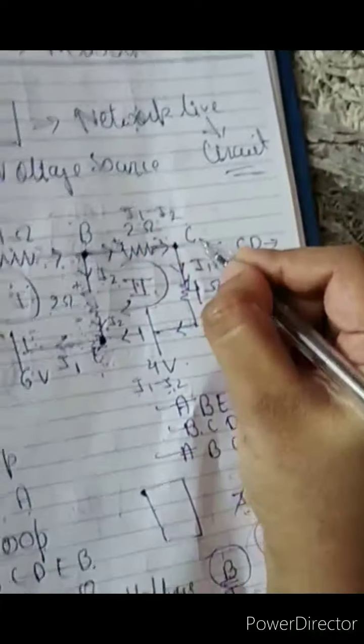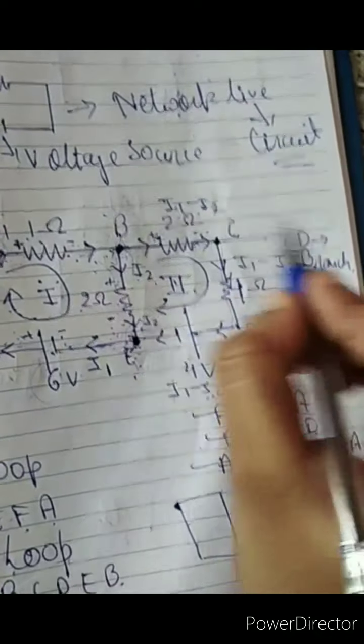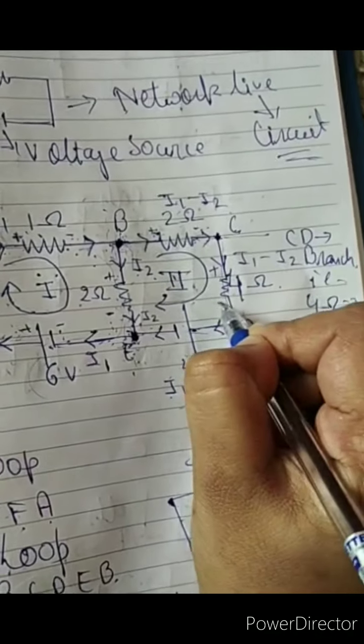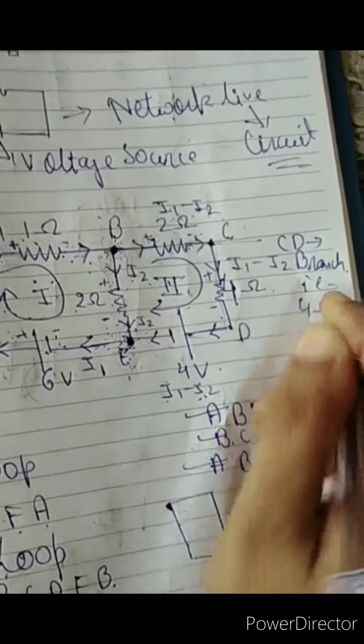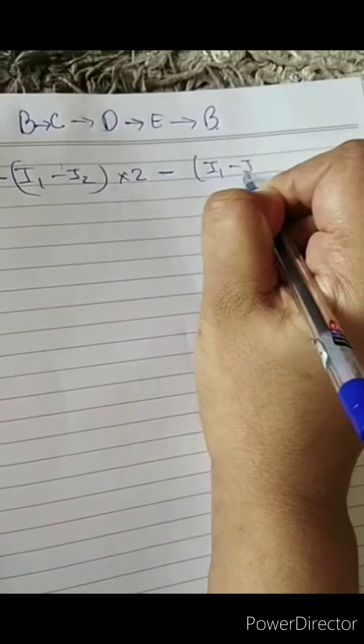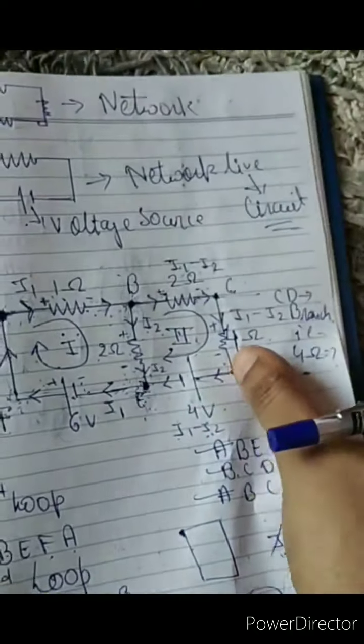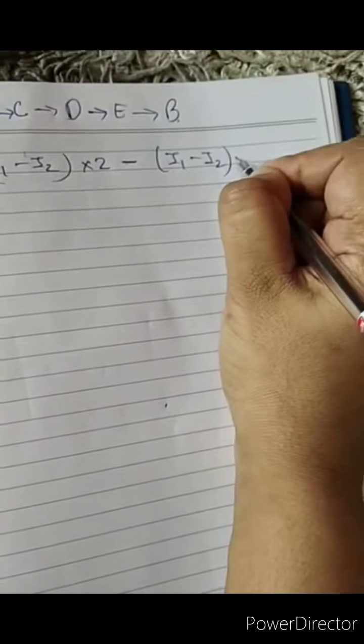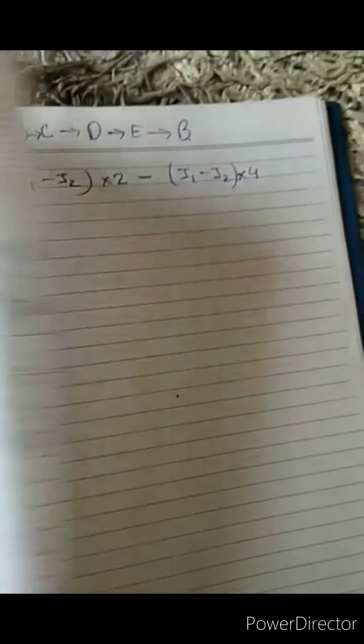Now come across this branch CD. CD current is from plus to minus, from higher to lower. So again we will take the sign negative. Current is I1 minus I2. And what is the resistance? Resistance is 4 ohm. Right?